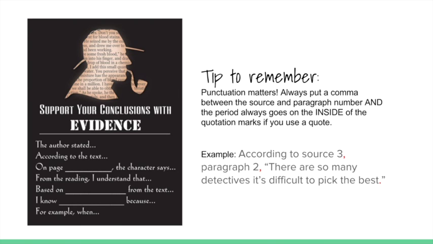All right. One more thing about embedded citations, we always want to make sure, and punctuation matters. This is our tip to remember. Always put a comma between the source and paragraph number, and the period always has to go on the inside of the quotation mark. So you can kind of see down here, we put the punctuation in red. So it says, according to source 3, comma, paragraph 2, comma, then we've got our quotation. There are so many detectives, it's difficult to pick the best. You guys see that the period is before the quotation mark. That's actually super important. So just remember that.